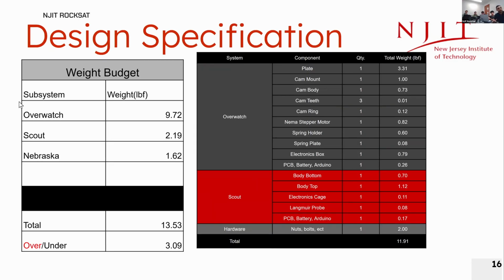All right, in the design specifications, for Overwatch, it's mostly stayed the same. It became a little bit lighter since the cam mount is now made out of PPS. Same with Scout. Scout is a little bit lighter since it's now made of PPS. Nebraska's weight went up once we got their bill of materials and their CAD models. So overall, we are under our 15 pounds by 3 pounds for the most part.